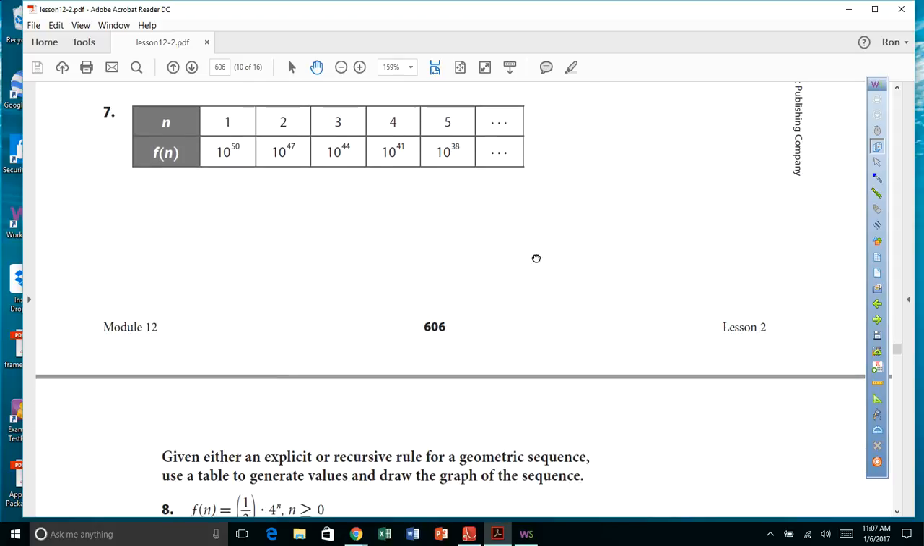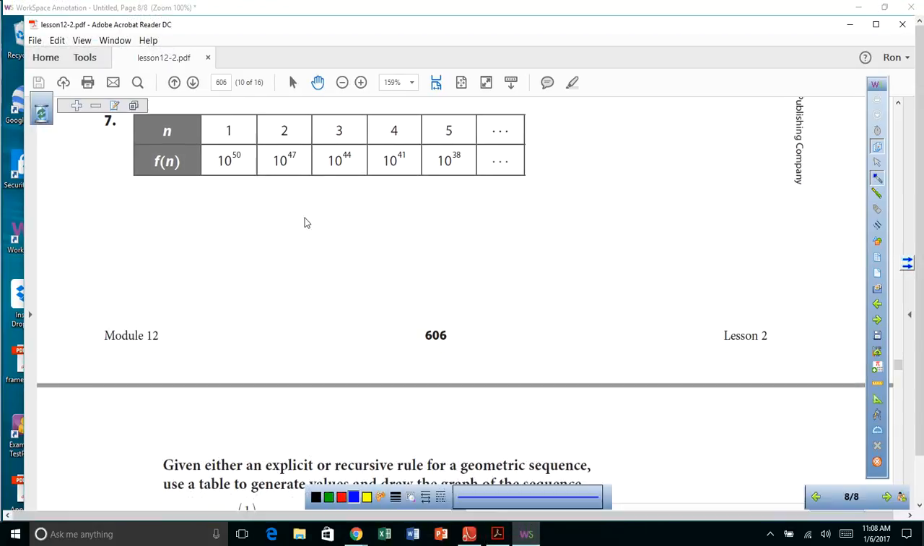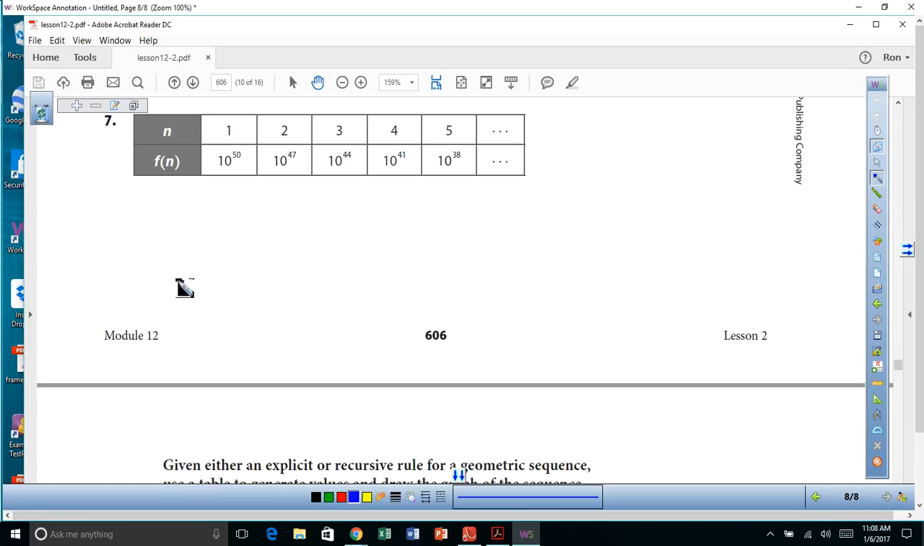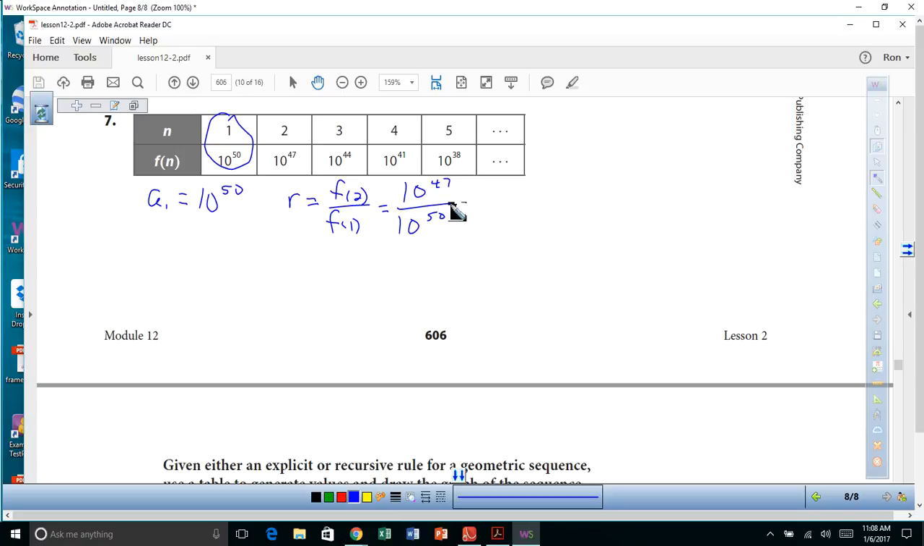Number 7. Now we're going to do it with exponents this time. That ought to be fun. Number 7. A sub 1 is 10 to the 50th. That's our initial value right there in the table. R will be f of 2 over f of 1, which is 10 to the 47th over 10 to the 50th power, which is 10 to the negative 3. And we can leave it like that.